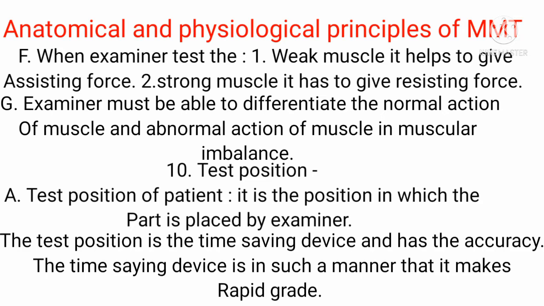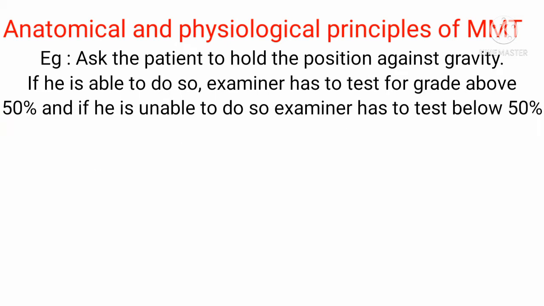The test position is a time-saving device and has accuracy. The time-saving device is in such a manner that it makes a rapid grade. For example, ask the patient to hold the position against gravity. If he is able to do so, the examiner has to test for grade above 50%, and if he is unable to do so, the examiner has to test for below 50%.